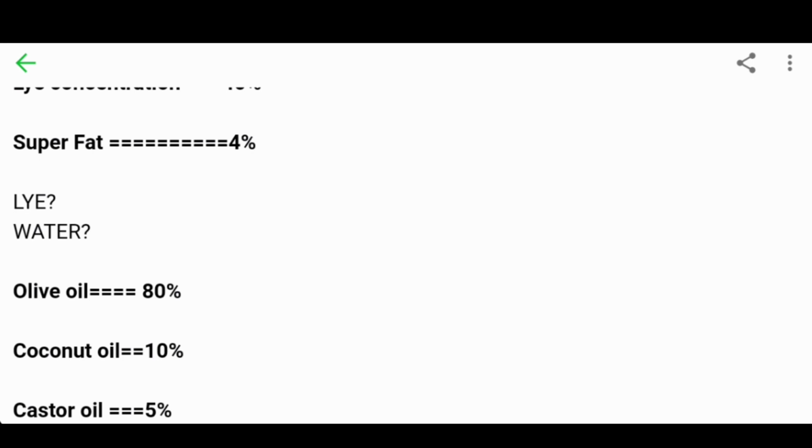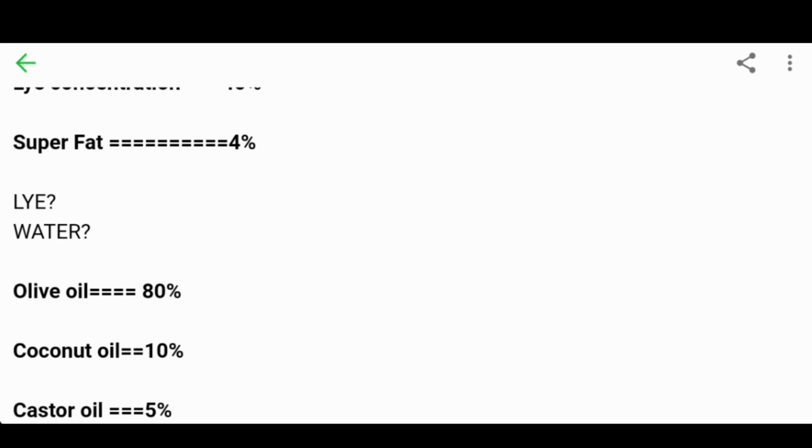Sometimes when you're trying to measure out your lye, you could have an extra amount of lye mistakenly fall into the measurement. This will just help you to salvage that situation. That's what super fat stands for.